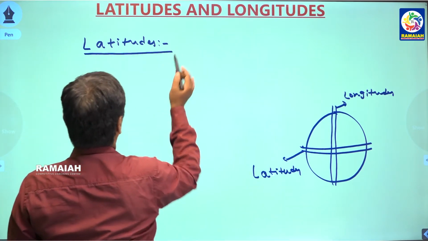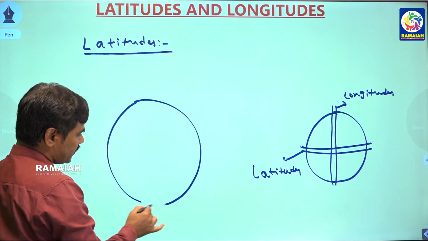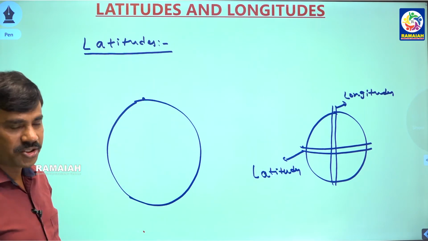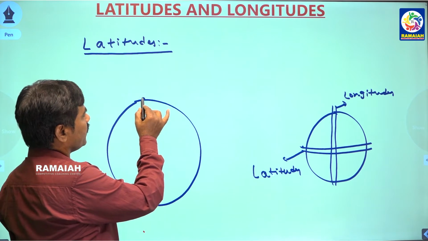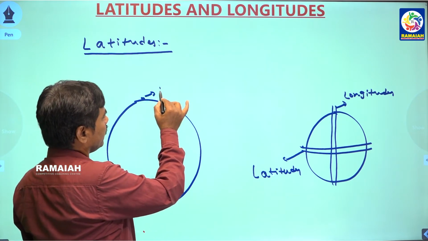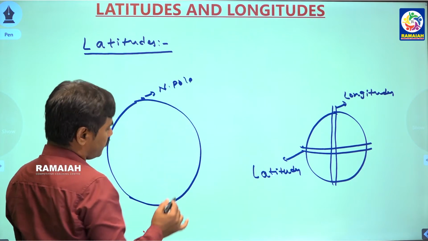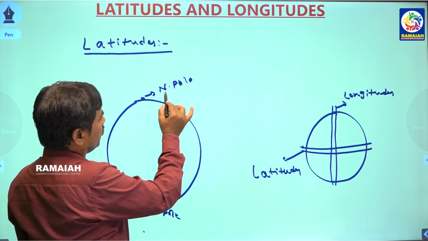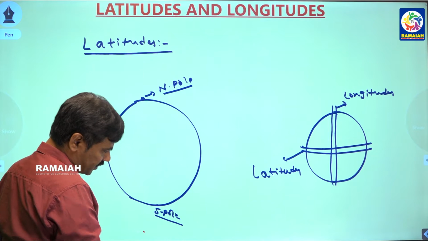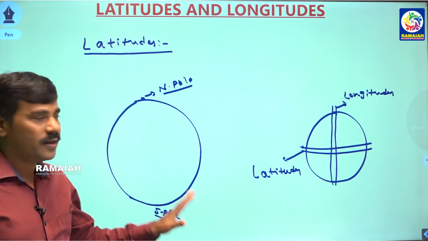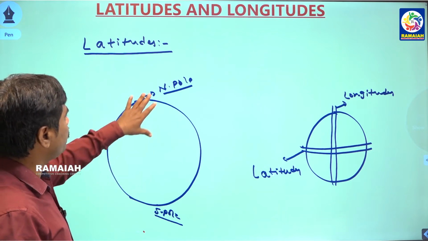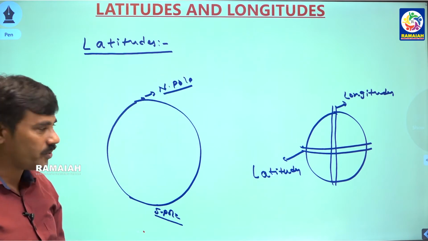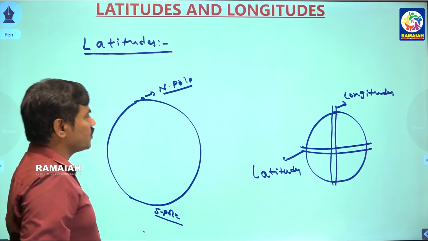Now about latitudes on the earth surface. The earth looks like a spherical shape. On this spherical shape, the north extreme point is called the North Pole, and the south extreme point is called the South Pole. Both are constant points, with no circumference and no size.